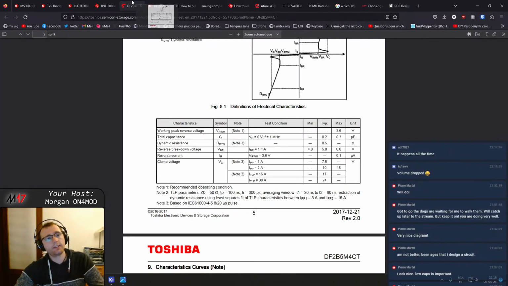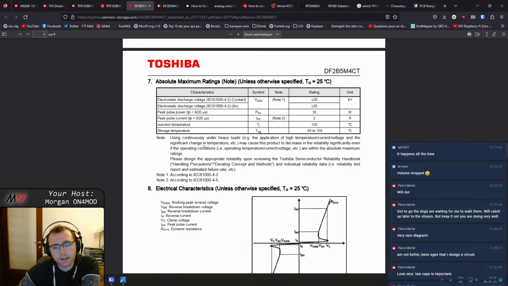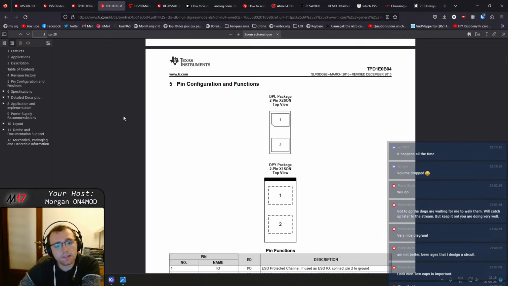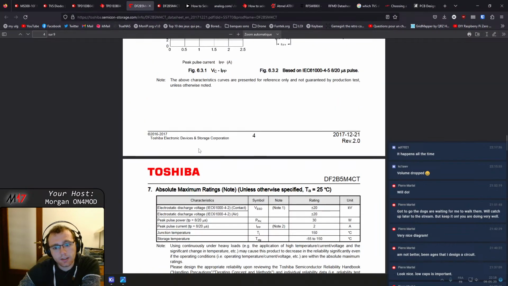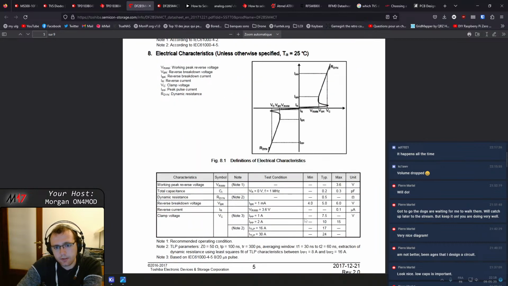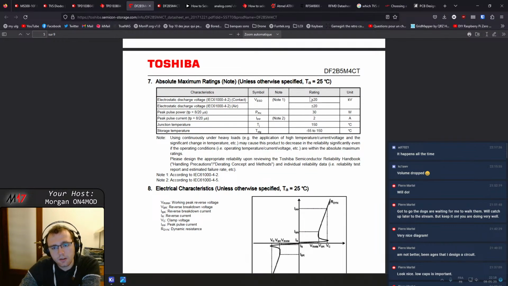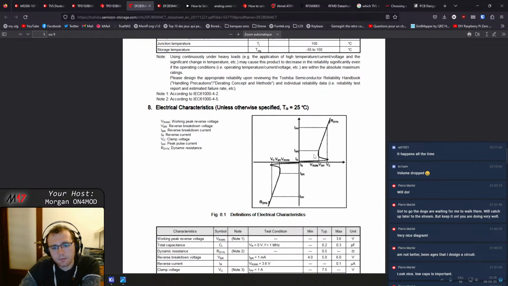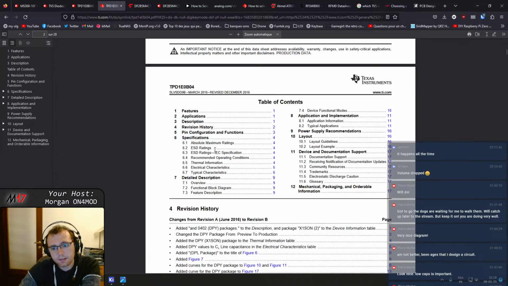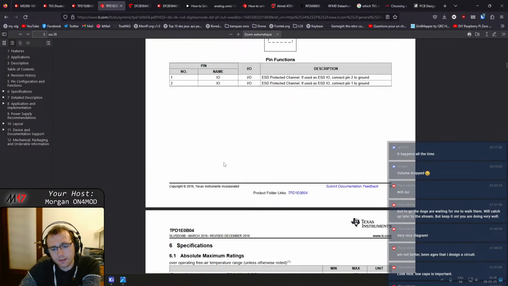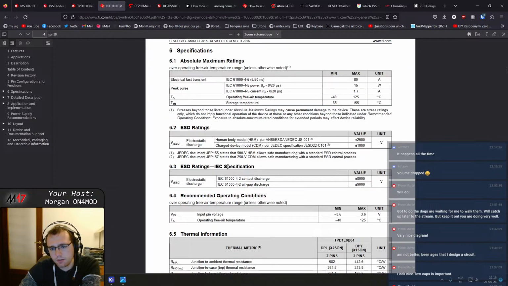Okay, so I guess in the end we are going to have to choose between the Texas Instruments one and the Toshiba one, and I think I'm going to pick the Toshiba because it does have higher VESD, which is the maximum voltage that it can take, and I think it's generally better, is it?